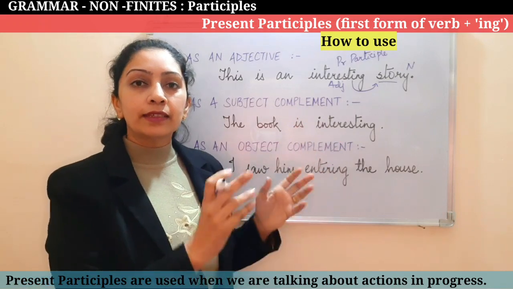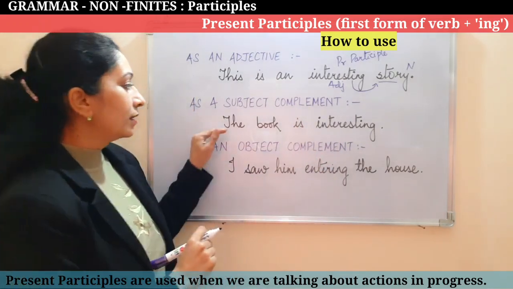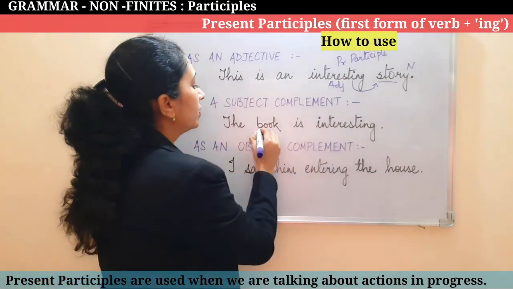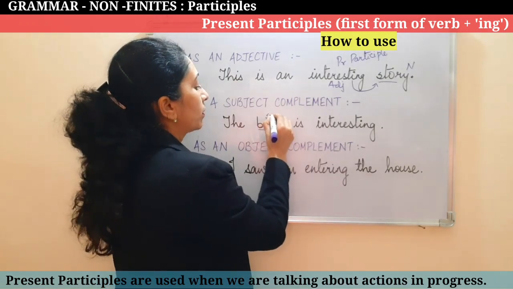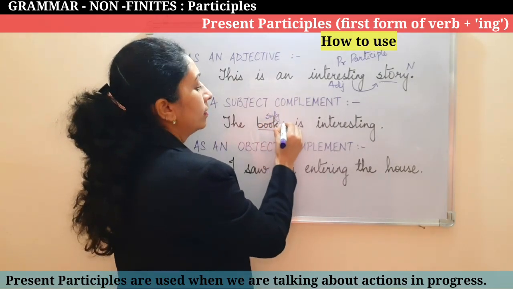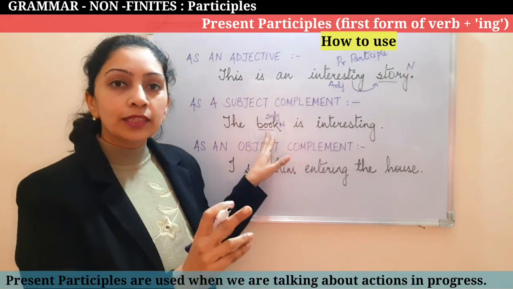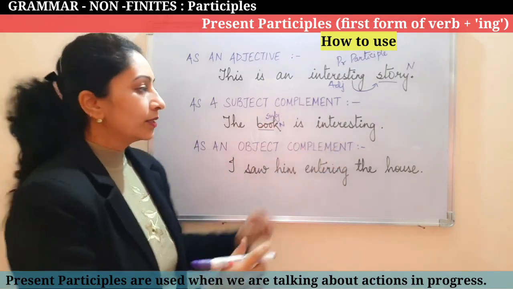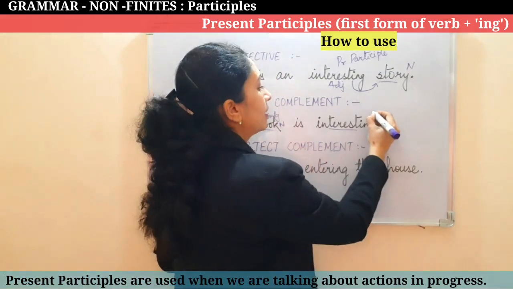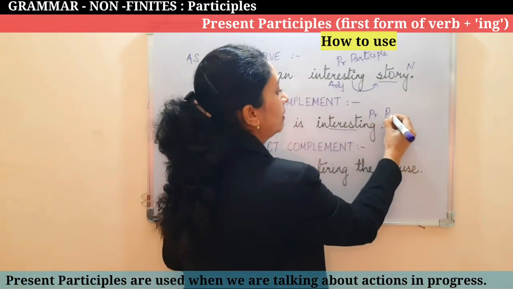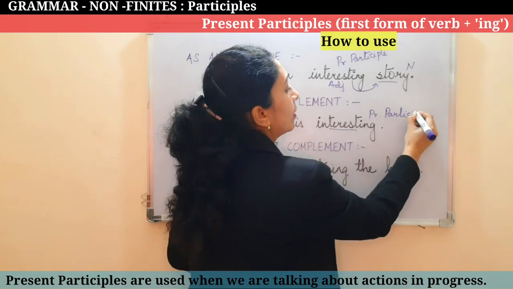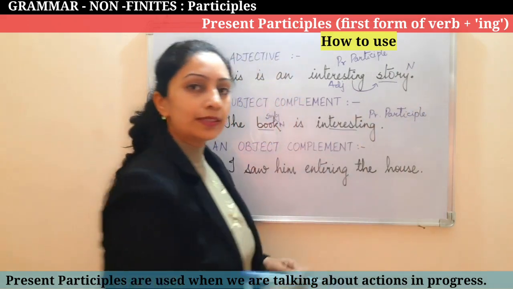That means it acts like a complement to the subject. The book is interesting. Now here the subject is the book, which is also a noun, but to this subject, the adjective is acting like a complement. So here interesting is again a present participle acting like a complement to the subject.